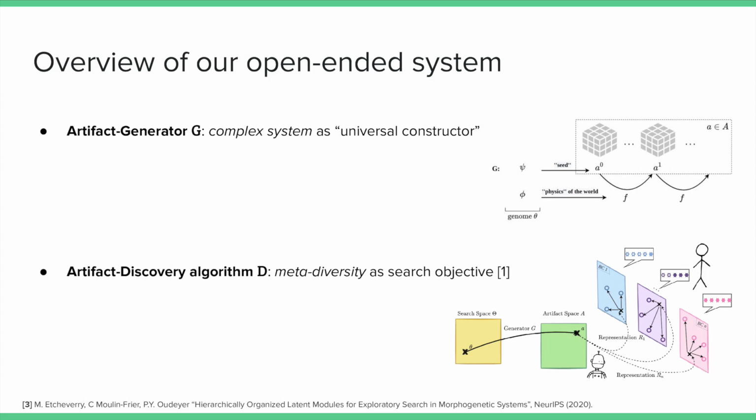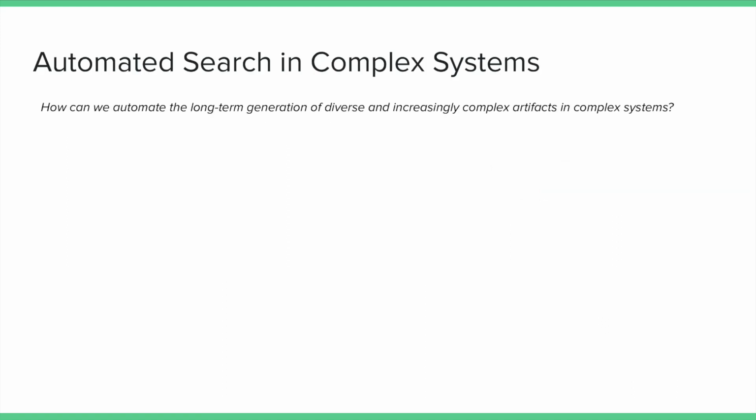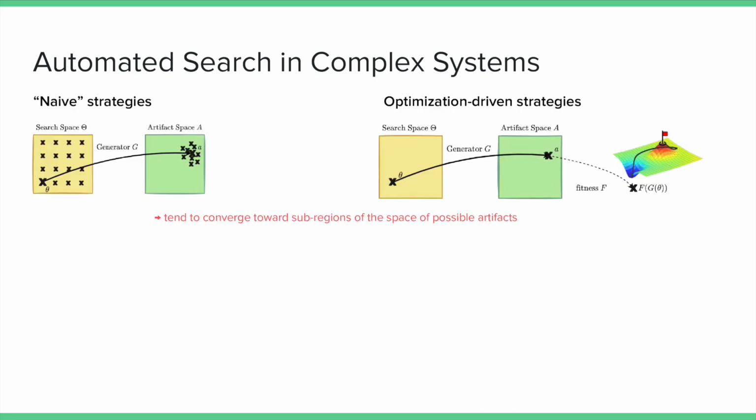But the design of artificial complex systems is often easier than navigating the space of structures that can emerge from them. Because complex systems are hard to explore, a major challenge is to automate the long-term discovery of novel and increasingly complex artifacts in those systems. Naive exploration strategies, as well as optimization-driven strategies, tend to converge towards subregions of the possible solution space, making them a poor fit to open-ended problems.